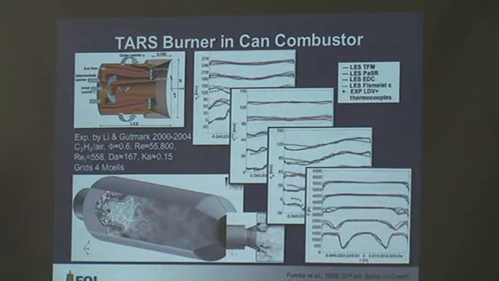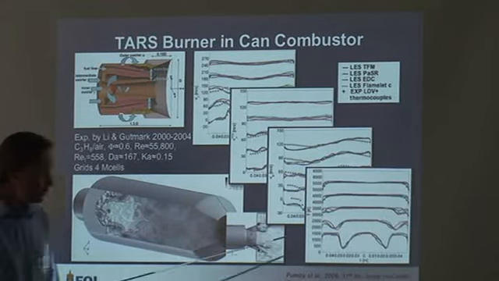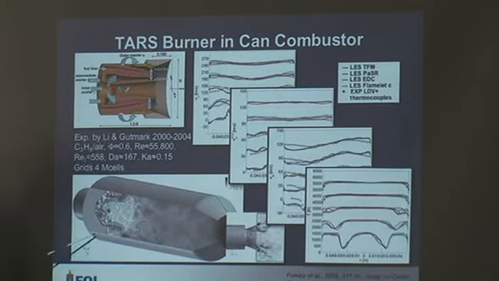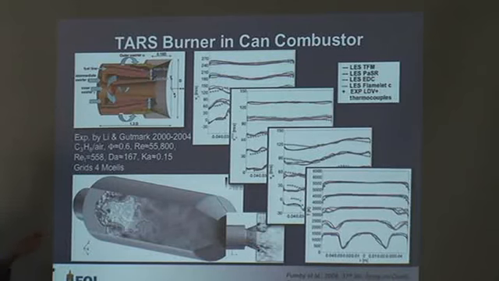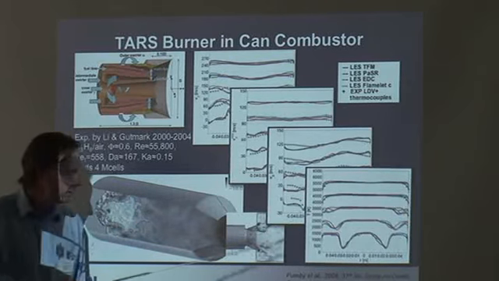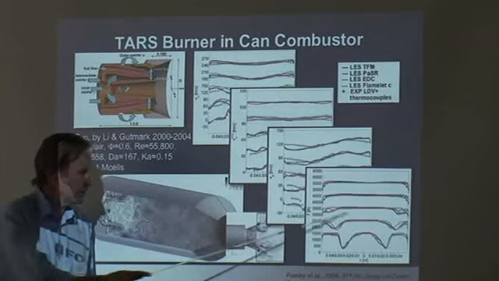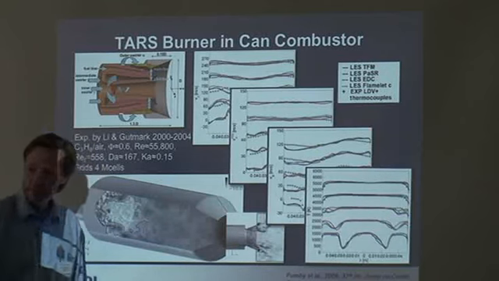So there's also temperature data to compare with. Unfortunately, the temperature data is at some distance downstream. They couldn't measure essentially where the flame is. So the temperature data is down here. And it's not really that helpful because the interesting thing is really what happens in this regime here.